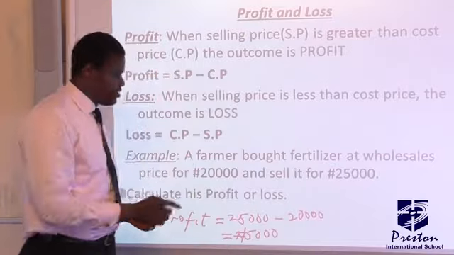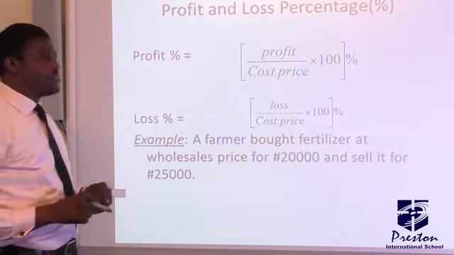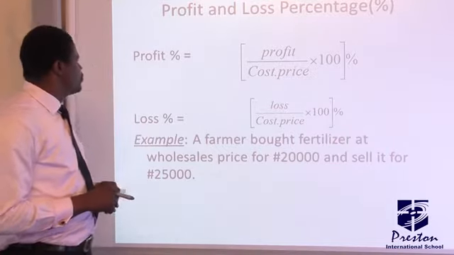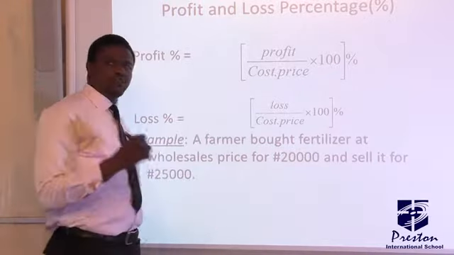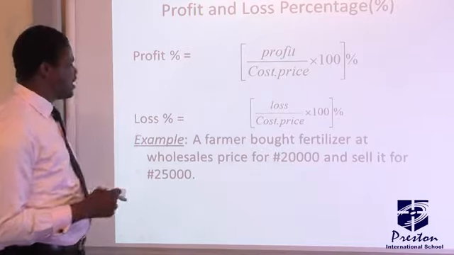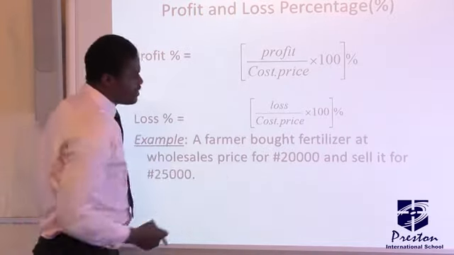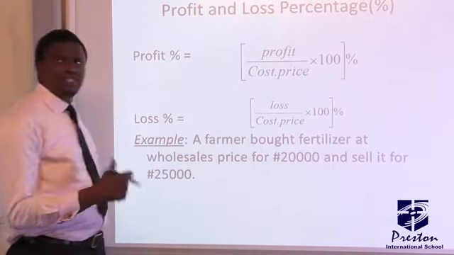It's very, very essential. So also, to calculate the profit percentage and loss percentage, we have this formula for profit percentage: profit over the cost price times 100%. So that is how to determine the percentage of your profit. Also for the loss: loss over the cost price times 100. We give you the percentage.